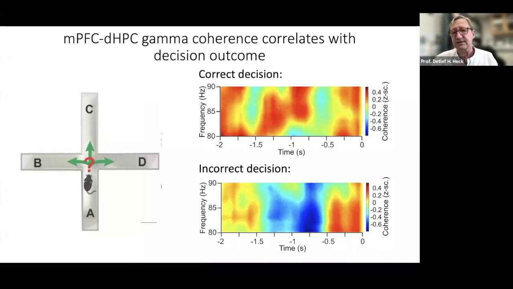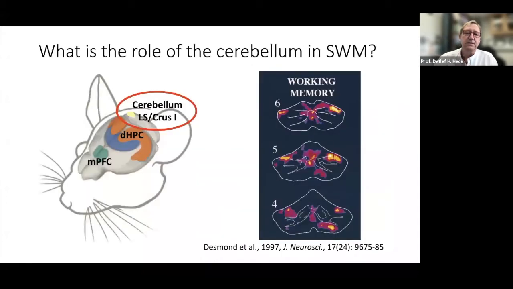the question is, how does the cerebellum come in here? Knowing that lobulus simplex and Crus 1 are the likely candidates that are influencing this, based on the previous human data, we started out asking which one of those structures actually communicates with the medial prefrontal cortex and dorsal hippocampus, and particularly based on neuronal oscillations. As coherence is important, we were interested in whether oscillations or aspects of oscillations are represented in one or both of those cerebellar structures in Purkinje cell activity.